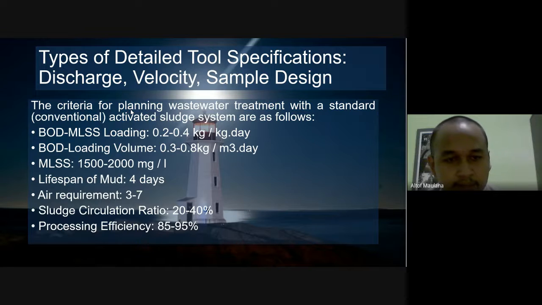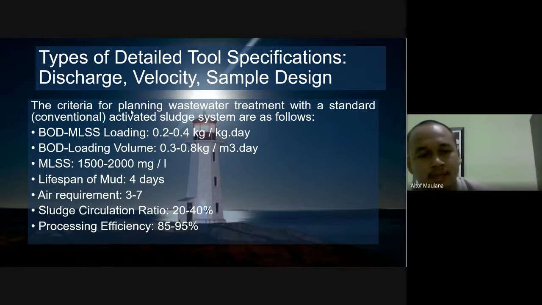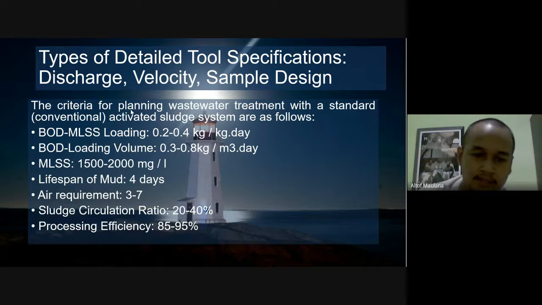The lifespan of the mud is 4 days. The air requirement is 3 until 7. The sludge circulation ratio is 20 until 40%. The processing efficiency is 85 until 95%.